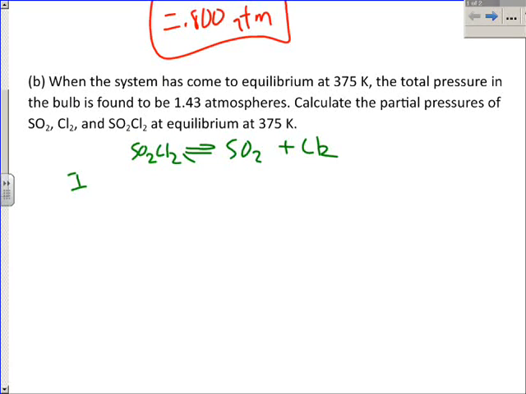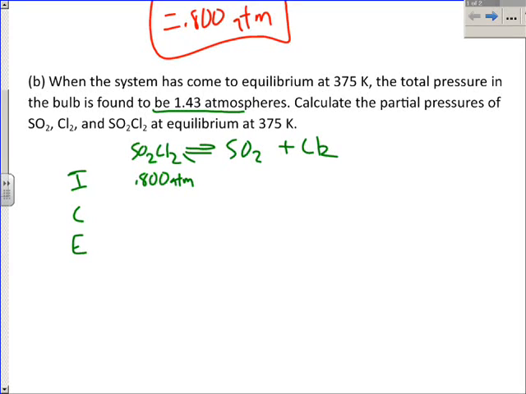Now, when we set up our ICE table, first thing we need to do is look at what was given in the problem. Well, if you take a look, they don't really give us much of anything, but they do tell us that the temperature of the system is 375 K, and they give us that the total pressure was 1.43 atmospheres. That's going to become useful in a second. So if you go back to the previous problem, we just calculated that this was our pressure if we had all of that substance.